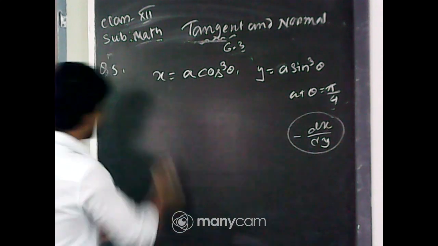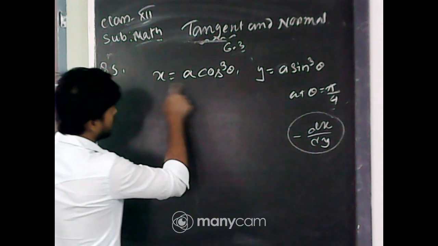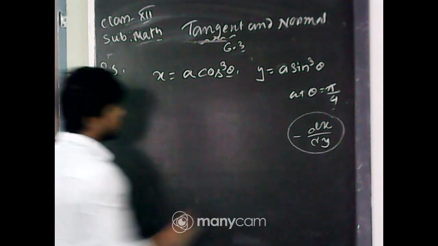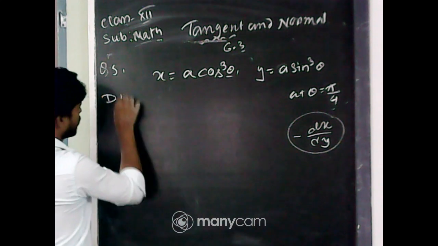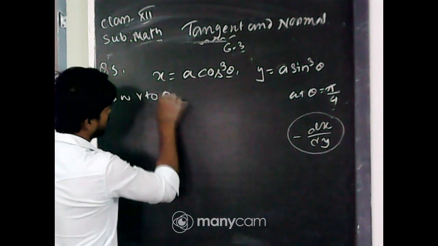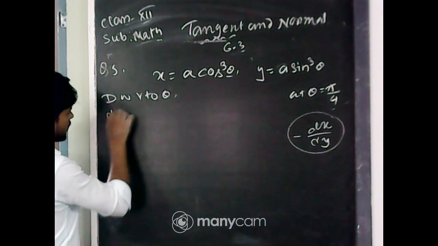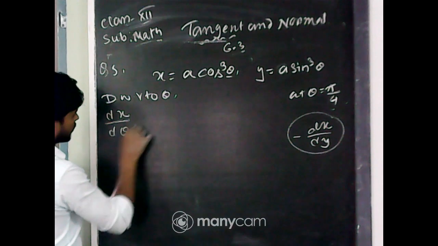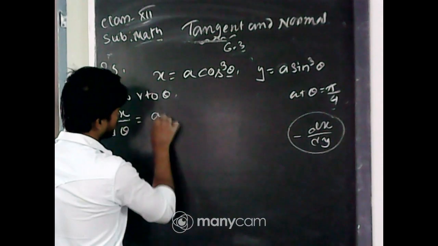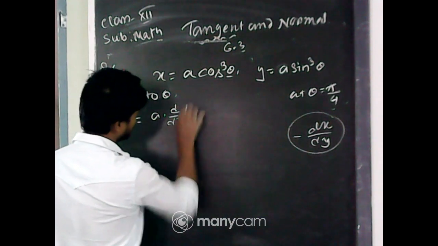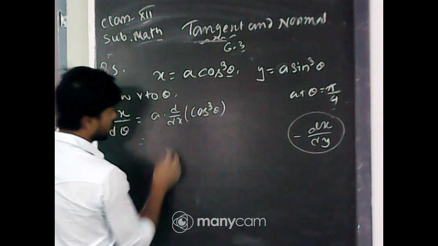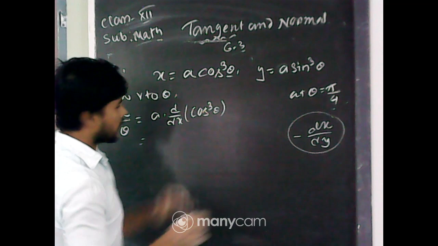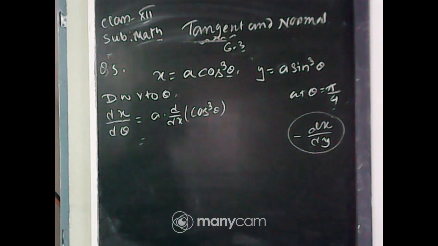So let's differentiate x with respect to theta. Why? Because x is a function of theta. So differentiating with respect to theta, we have dx d theta is equal to a, a is constant, derivative of cos cube theta. Can you tell me what will be the derivative of cos cube theta?